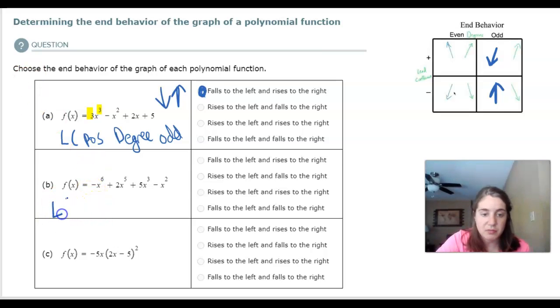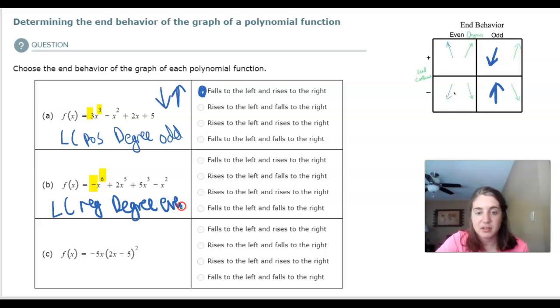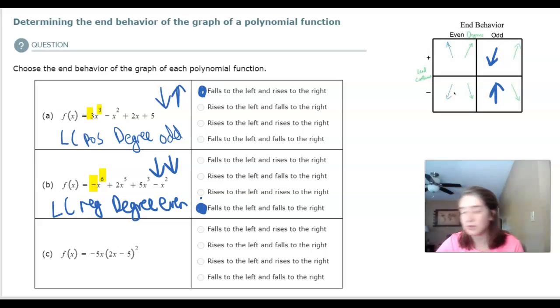We'll do the second one. My leading coefficient and my degree are the two things I'm looking at. My leading coefficient is negative. My degree is even. So negative even is down, down. So it's a fall, fall. The left side falls and the right side falls.